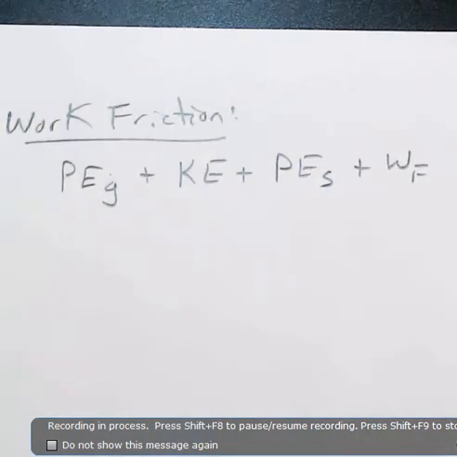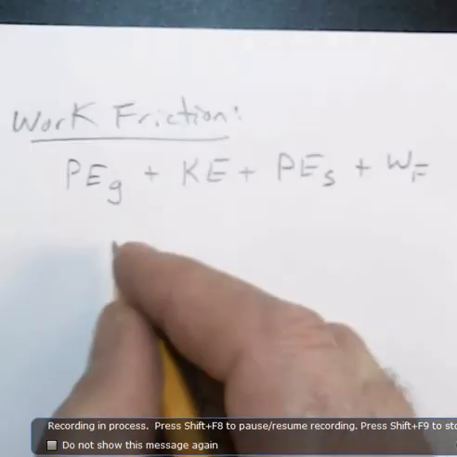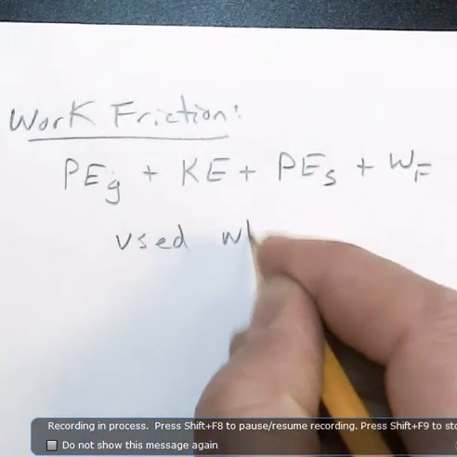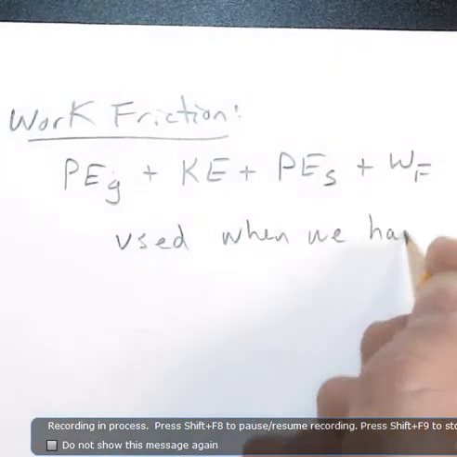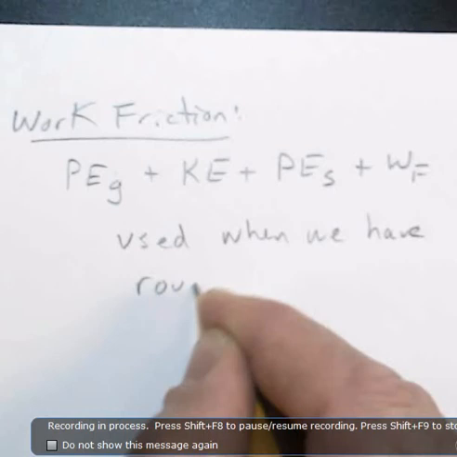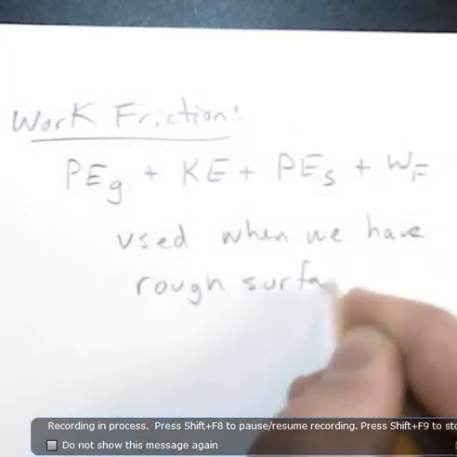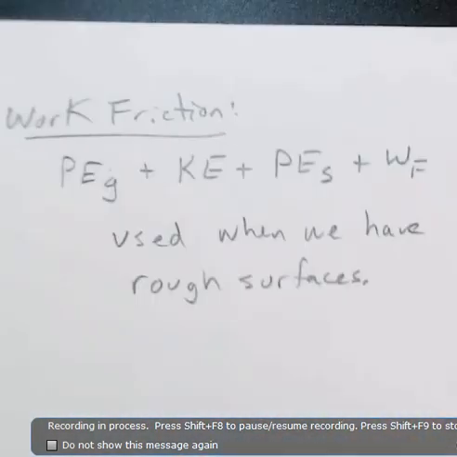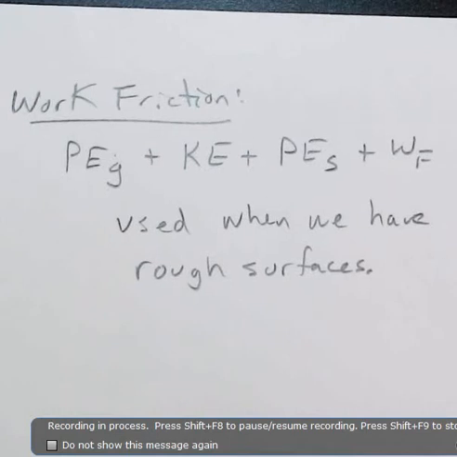Now, when do we use that? It's used when we have rough surfaces. Up to now, all of our surfaces have been considered smooth, much like the Tarzan tree that he slides down or slides along. So today we're going to talk about sections where we have rough surfaces.